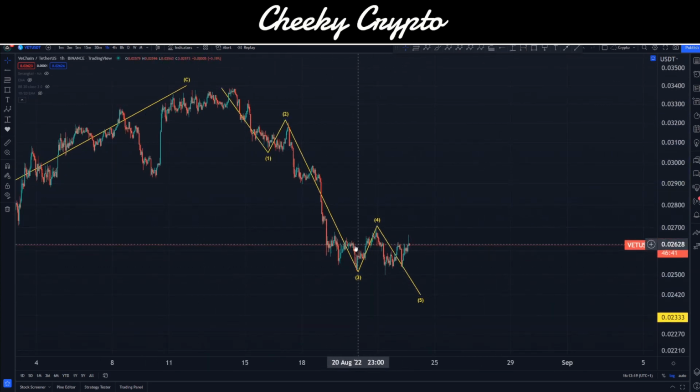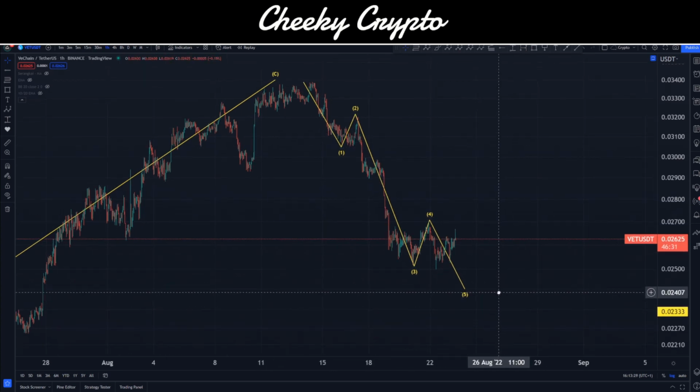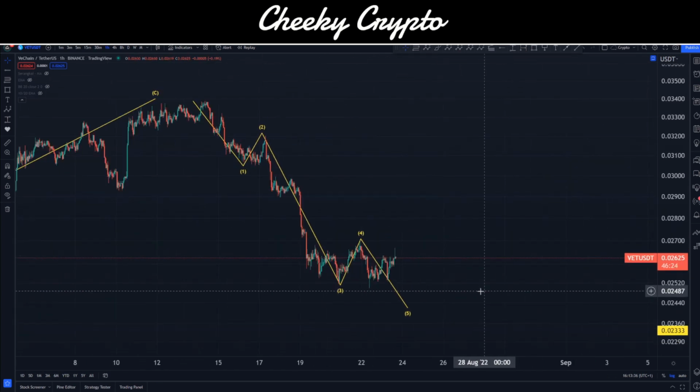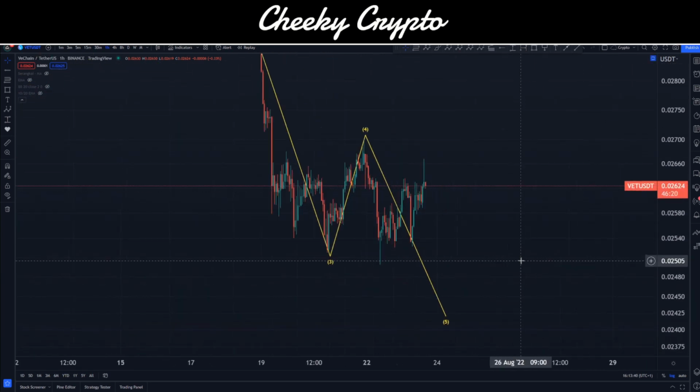So from this structure, we can see 5 clear definitive moves to the downside, whether we wanted to acknowledge wave 1 or wave 3 or 4, 5, etc. But for the most part, it's looking like a good structural move where we see impulsive moves coming down. So this has given us a bit of a steer as to what we would expect to happen next. Okay, let's jump down into the recent price action here for Vechain.